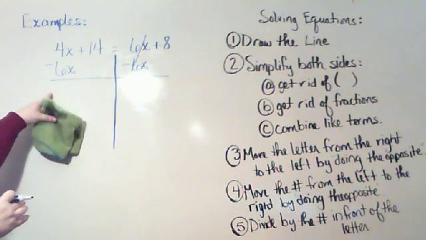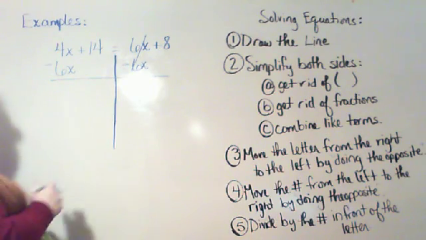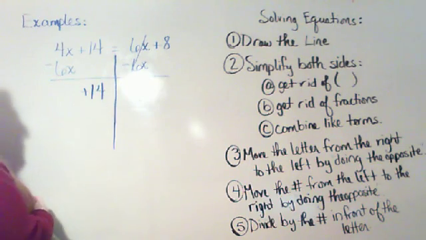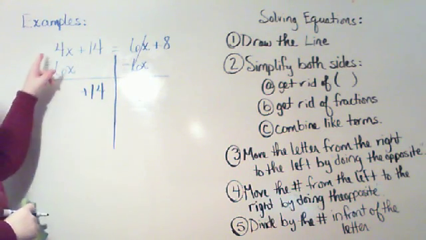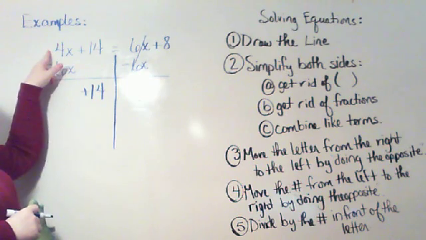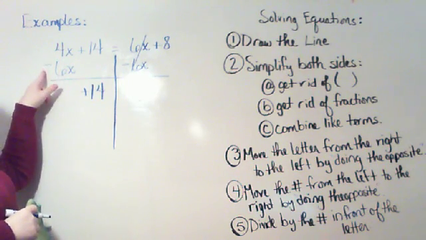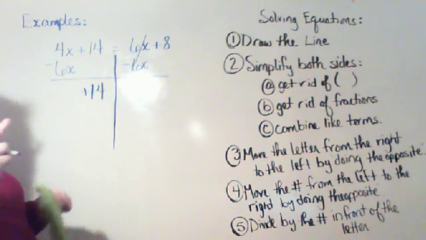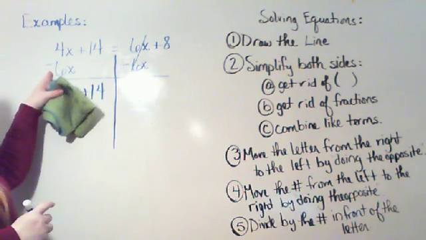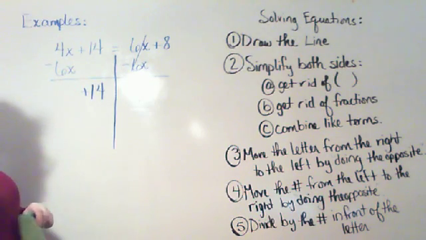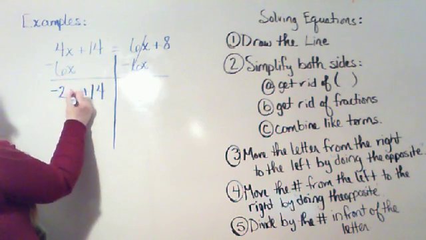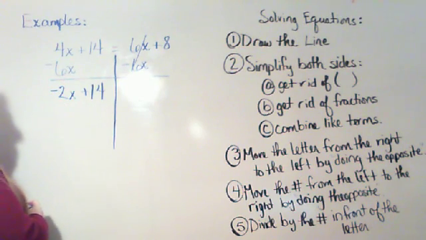On this side, we need to talk. I have the 14, that didn't change any. It's still a plus 14. But if I have 4 things and you owe me 6 things, that means that you're still going to owe me 2 things, because 4 of those things balanced out 4 of these things. But that's still 2 things that you owe me. So that means that's going to be a negative 2x. Kind of like football.